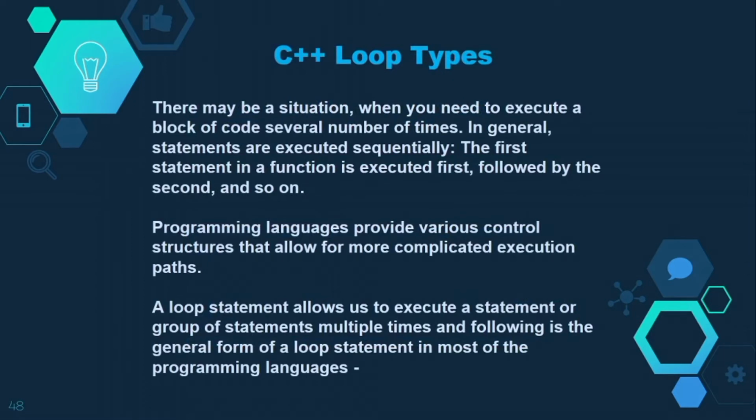There may be a situation when you need to execute a block of code several numbers of times. In general, statements are executed sequentially. The first statement in a function is executed first, followed by the second, and so on. Programming languages provide various control structures that allow for more complicated execution paths. A loop statement allows us to execute a statement or a group of statements multiple times, and following is the general form of loop statement in most of the programming languages.